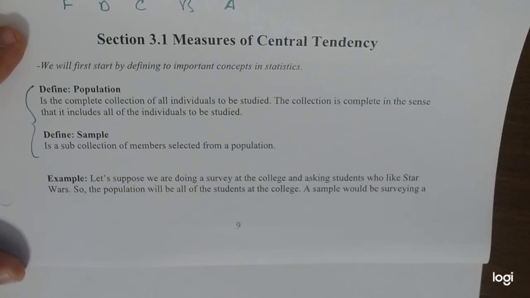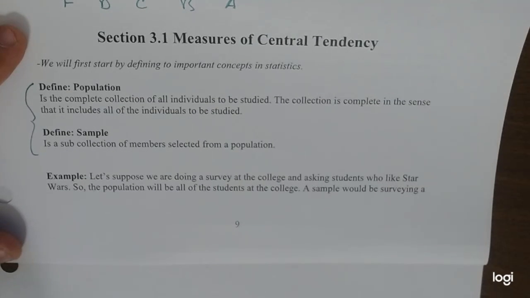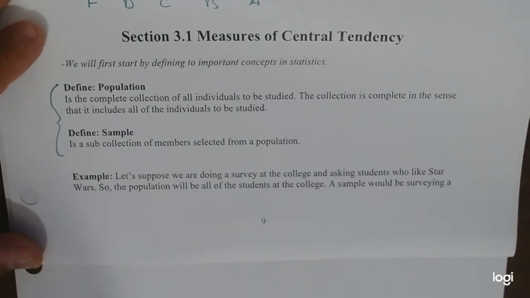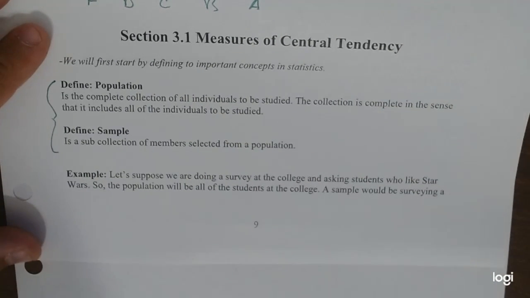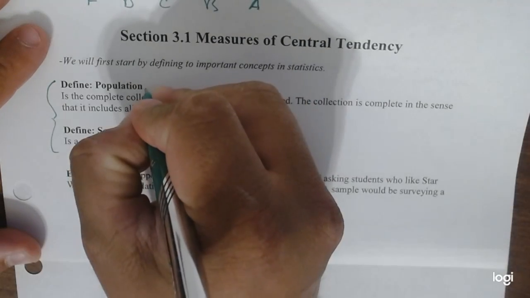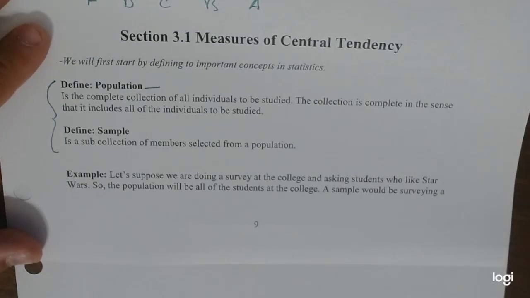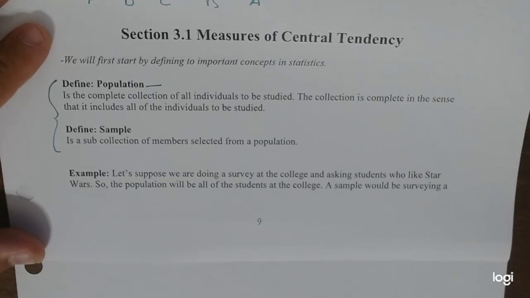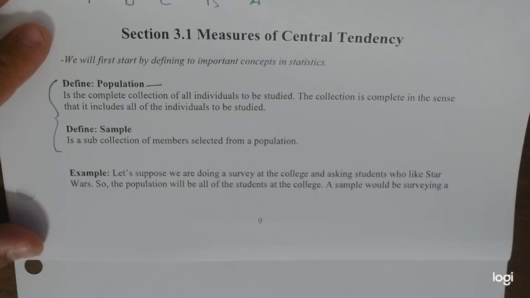The first concept is called population. Population is the complete collection of all individuals to be studied. The collection is complete in the sense that it includes all individuals to be studied. When it comes to, let's say, biology or chemistry, we have different types of population. A population can be animals, us, organisms. But when it comes to statistics, it doesn't have to be organic, meaning it could be non-living. We can talk about numbers, computers, or how many toys someone has. It's anything you're actually studying. So that's what a population is.